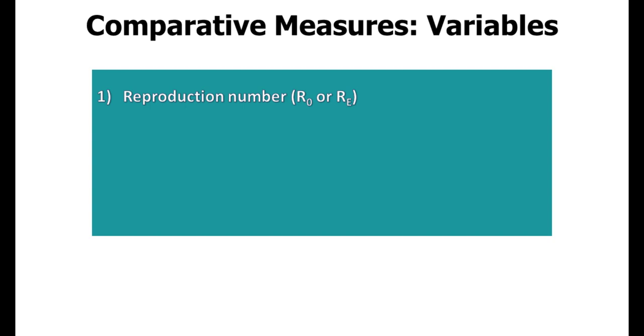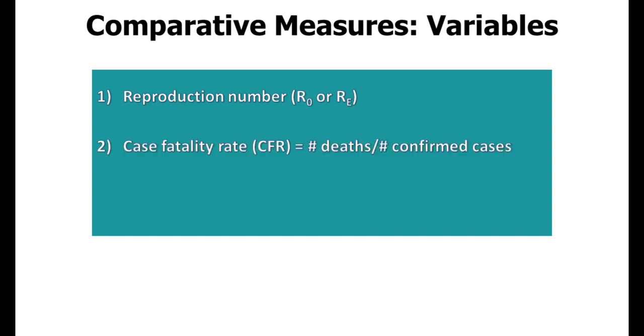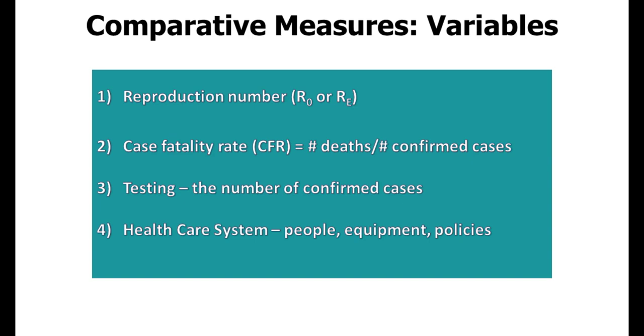Now let's look at comparative measures. There are some variables that we need to look at, which are the reproductive number and the case fatality rate, which is the number of deaths divided by the number of confirmed cases. So what we're calling the fatality rate, or the number of people that are dying, is really going to change based on the number of confirmed cases. And the number of confirmed cases that we have is problematic because so many people are not getting tested, and that's the third thing. There's a problem with the testing. They're not being tested, so there's talk of the actual number of cases being up to or more than 4 times the number of confirmed cases.